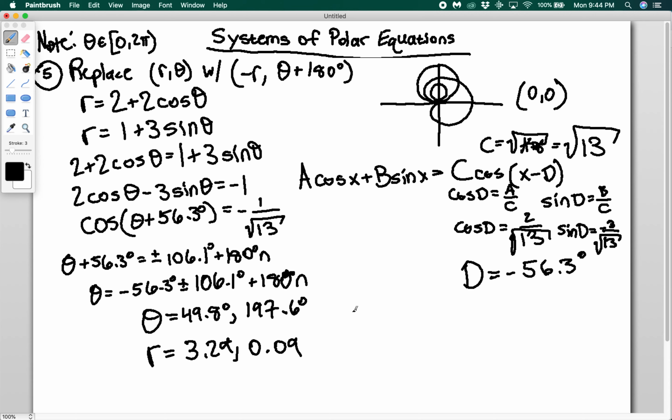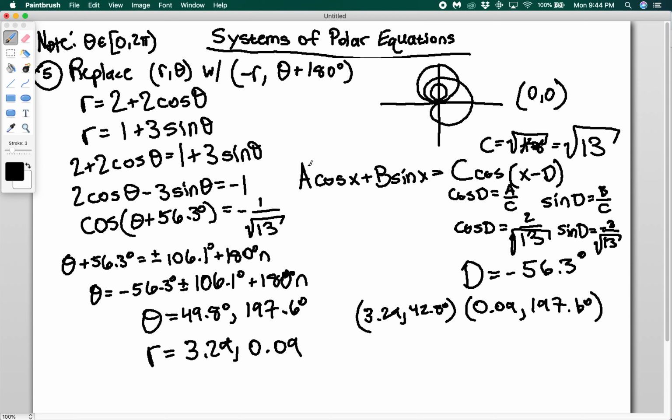So we have found 2 intersection points. We found 3.29, 49.8 degrees, and we found 0.09, 197.6 degrees. But if we go back here, this limacon really should have at least 3 intersection points, and we suspect that we're missing some. And even if we're not, we can always just check to be safe.